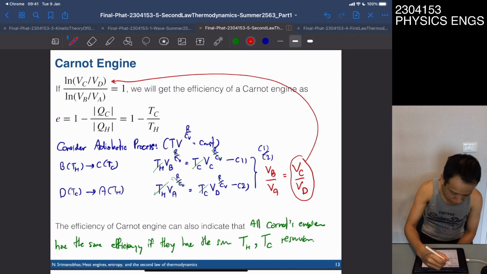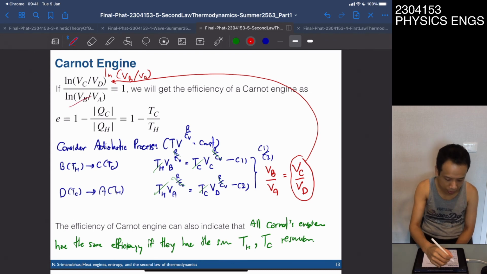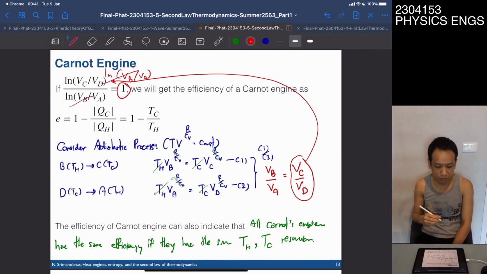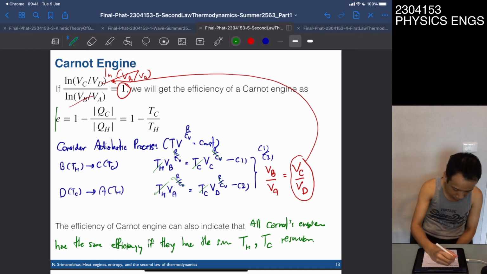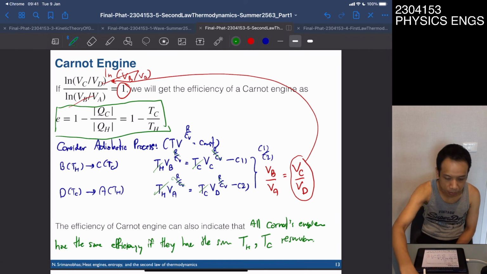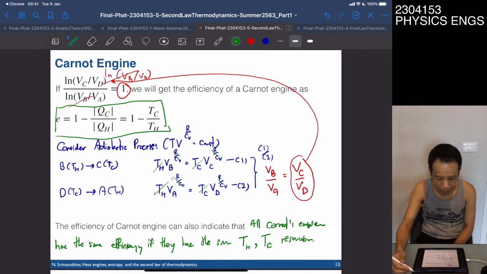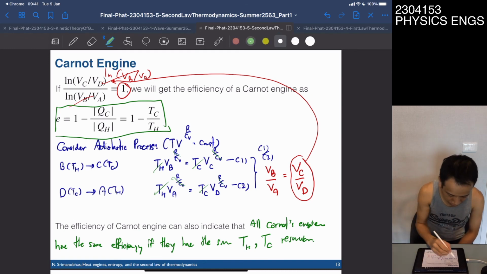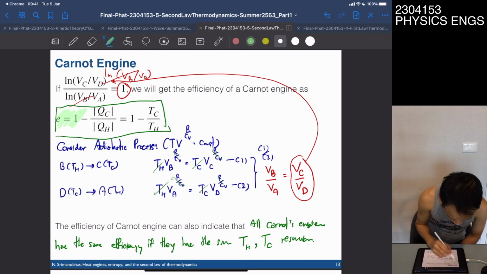So we put it back here. It becomes natural log of VA, VB over VA. Then this log cancels, so you get 1. Now you can prove that the efficiency is equal to 1 minus Tc over Th. So now you have this formula.